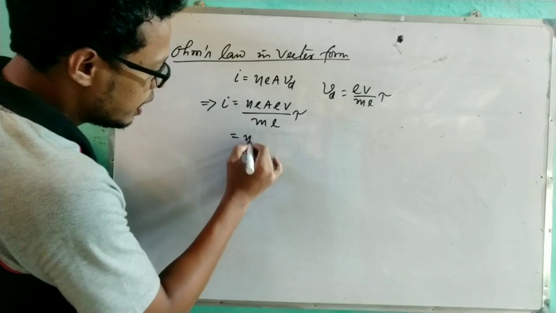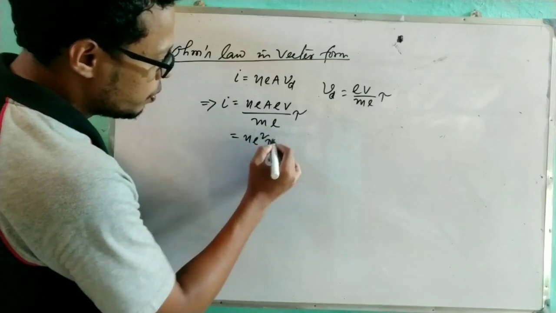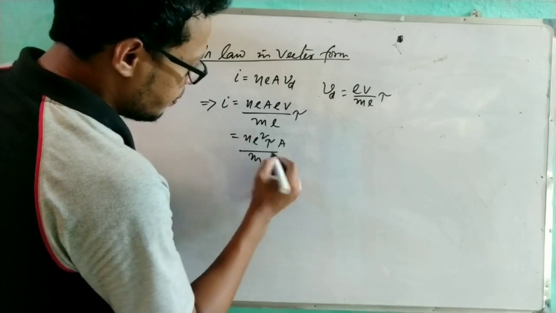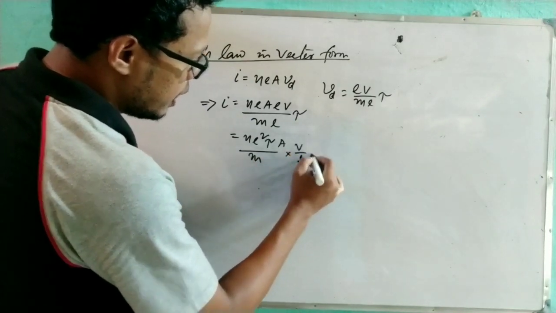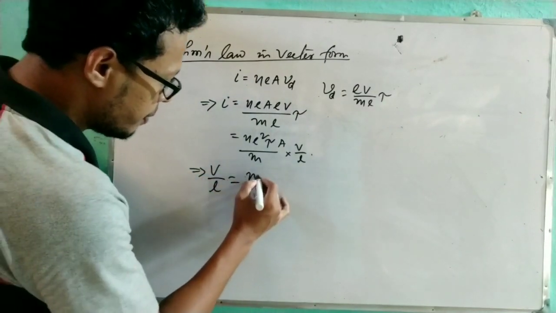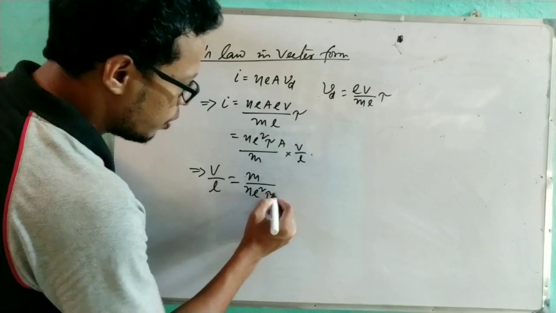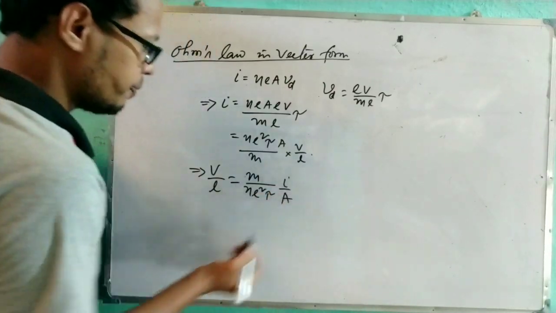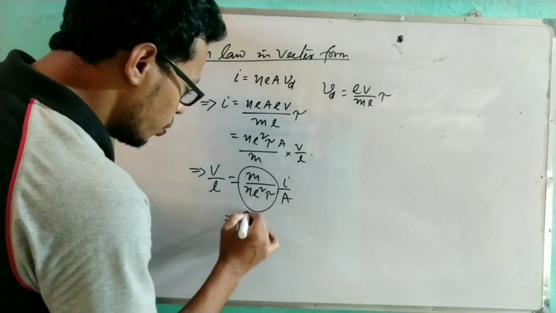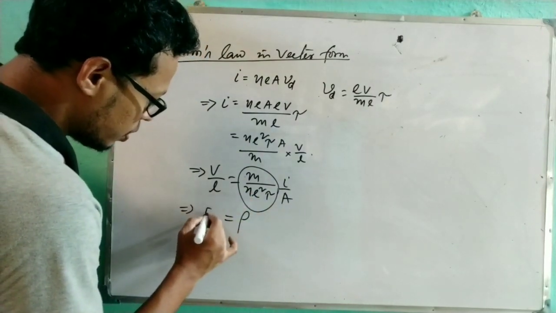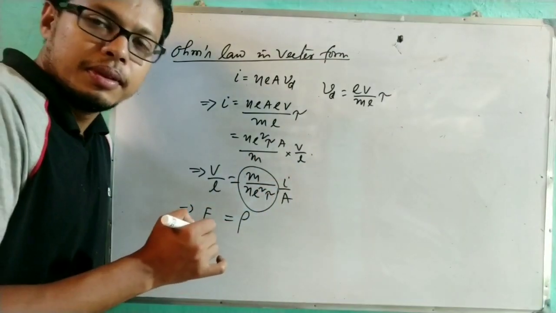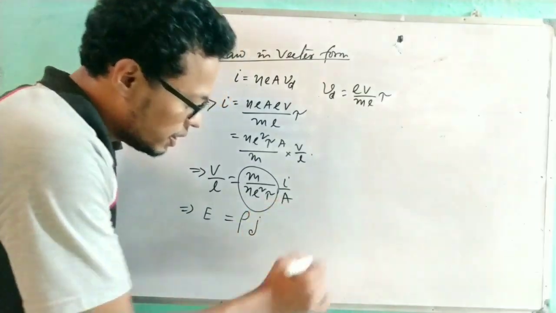Here I am writing n square e square tau A divided by m into V by L. So V by L we can write as m by n e square tau into I by A. This m by n e square tau is called rho, and V by L is called the electric field, that we read, and I by A is called the current density J.